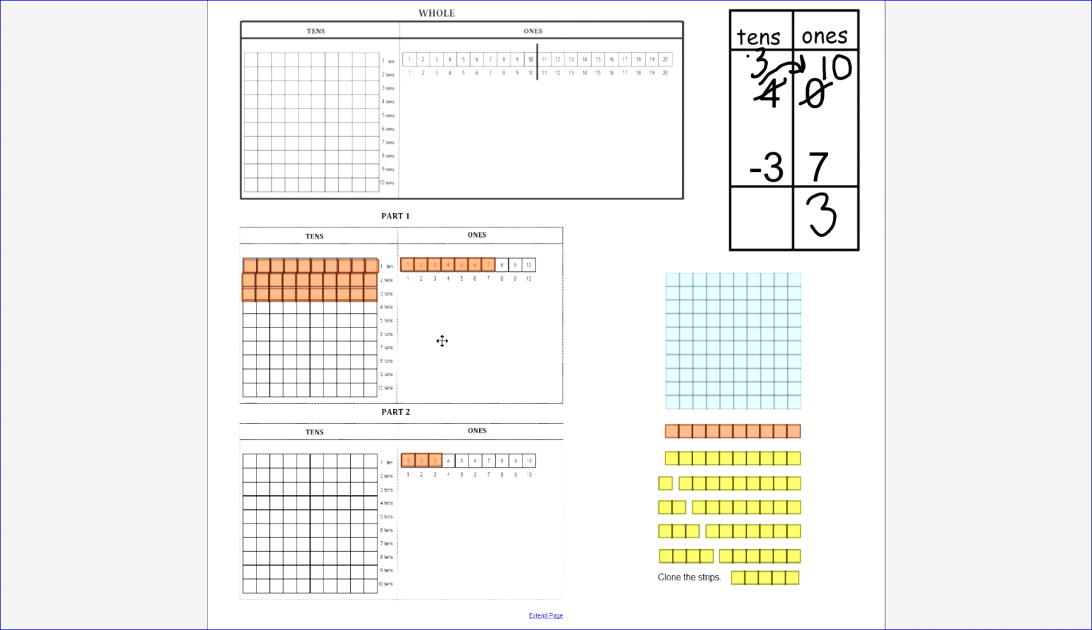I can double check this by adding my two parts, 37 and 3, back together. If I'm correct and 37 is the missing part, when I add the two parts together, they'll equal 40, the whole. Oh yes, 37 plus 3 equals 40. So we've solved this problem correctly.